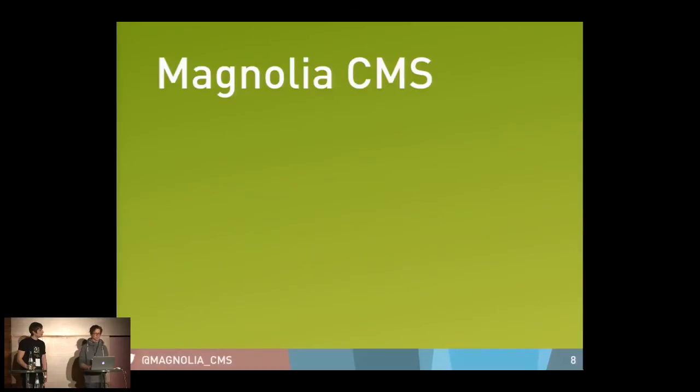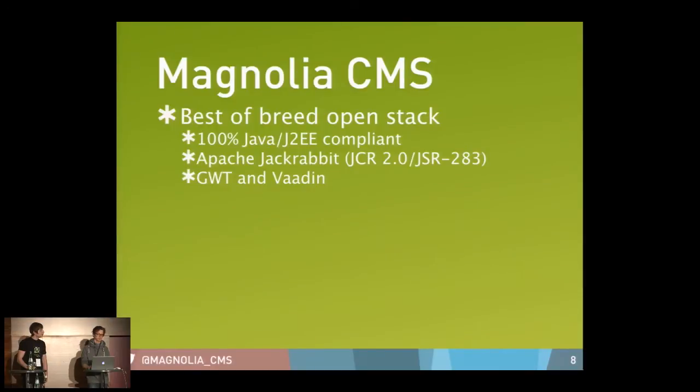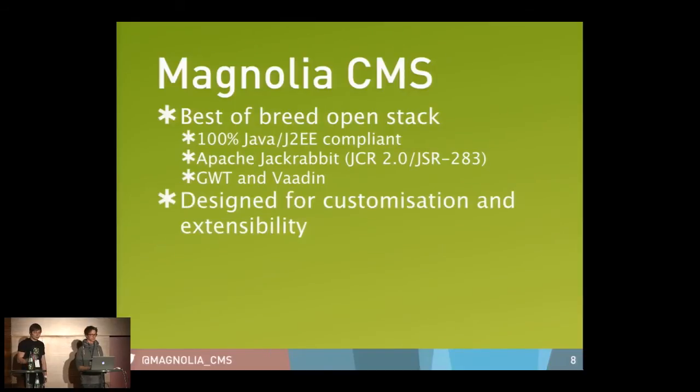So to deal with such requirements on scalability and durability, we are using the best of breed open stack. So it's Java based, we are running Apache Jackrabbit, implementation of JCR on the persistency layer, and of course Google Web Toolkit and Vaadin for the administration part. Magnolia CMS has been designed for customization and extensibility from the beginning, and we are open source.